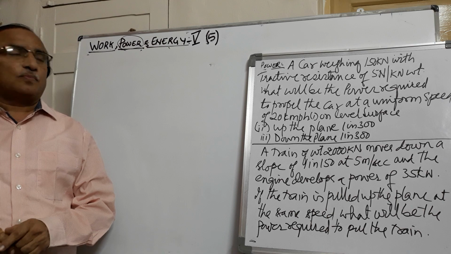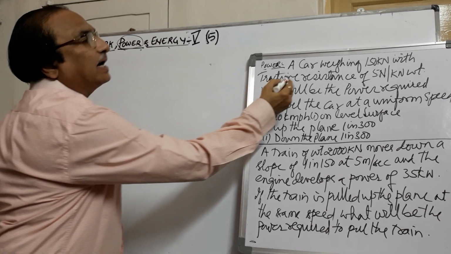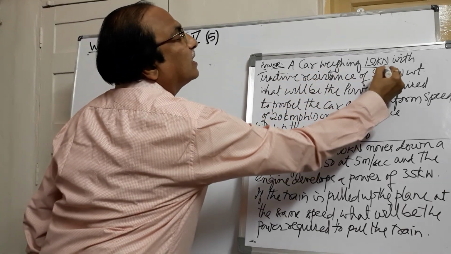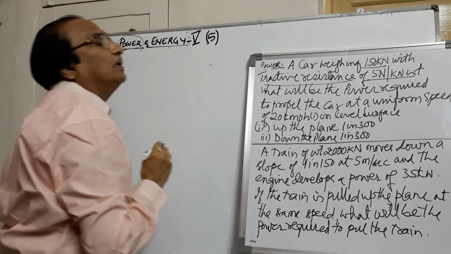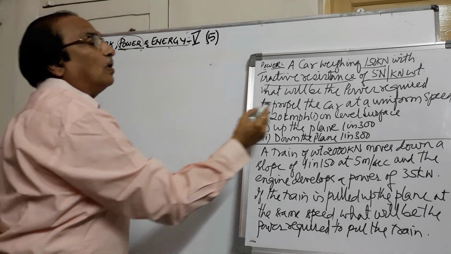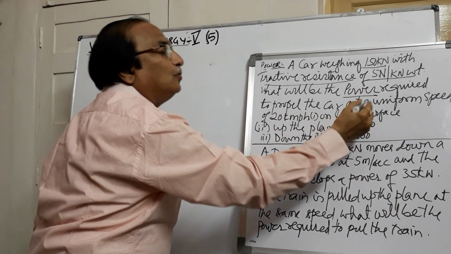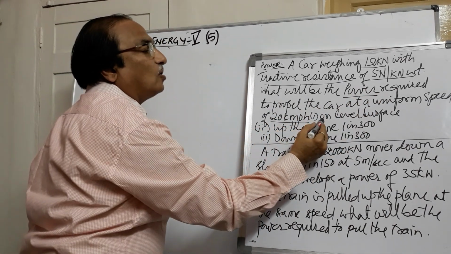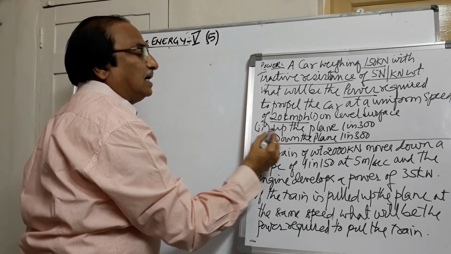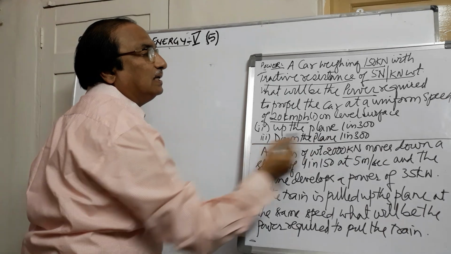Today we will see some more problems on power. So here let us take up a problem. A car weighing 150 kilonewton with a tractive resistance of 5 newton per kilonewton weight. What will be the power required to propel the car at a uniform speed of 20 kmph? One is on level surface, second is up the plane 1 in 300 and down the plane 1 in 300.